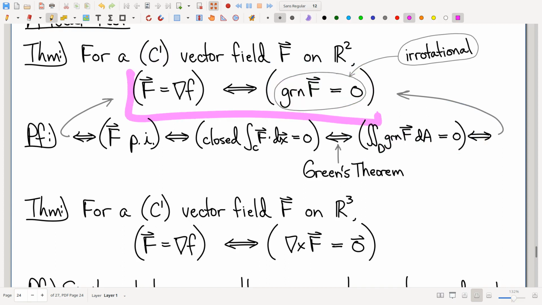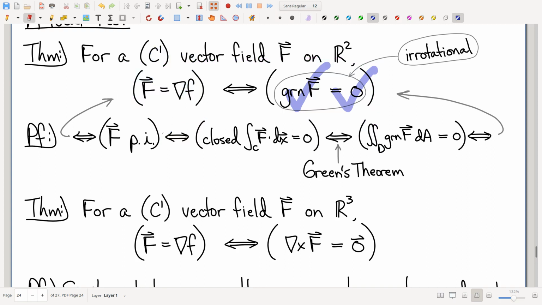This is the nice punchline. If you want to know, am I dealing with a gradient, aka a path-independent vector field? Here's how you decide. You compute Green's operator. You see if you get zero. If you do, yes. If you don't, no.